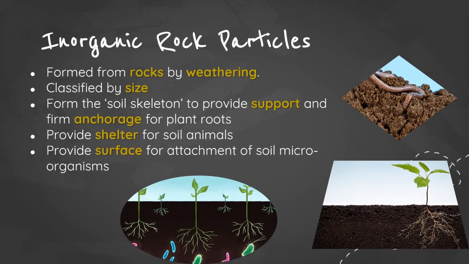So we're going to talk about a major component of soil, which is known as inorganic rock particles. Now, we already said that soil is formed from the breakdown of rocks in a process called weathering. We can classify the rock particles by size. These particles form the skeleton, and just like the skeleton provides support for the human body, the skeleton provides support and firm anchorage for the plant roots. They also provide shelter for soil animals such as the earthworm and provide a surface for attachment of the soil microorganisms.